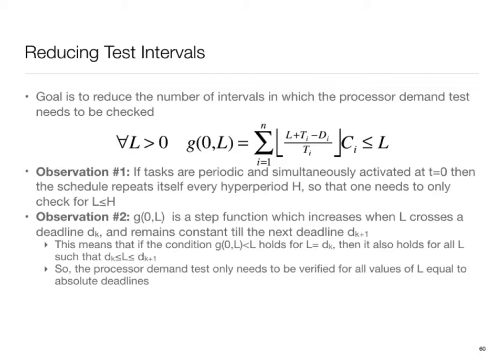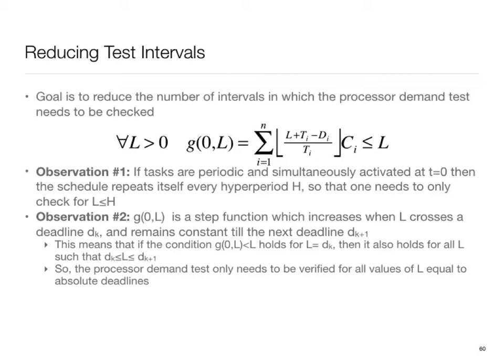So essentially the goal then is, can I simplify this equation so that I can test its validity without having to exhaustively test for every possible L. A couple of observations: if tasks are periodic and simultaneously activated at t equal to 0, then the schedule repeats itself at every hyperperiod h, where h is essentially the LCM of the periods. So I only have to check for L less than or equal to h. I don't have to do it all the way to infinity.